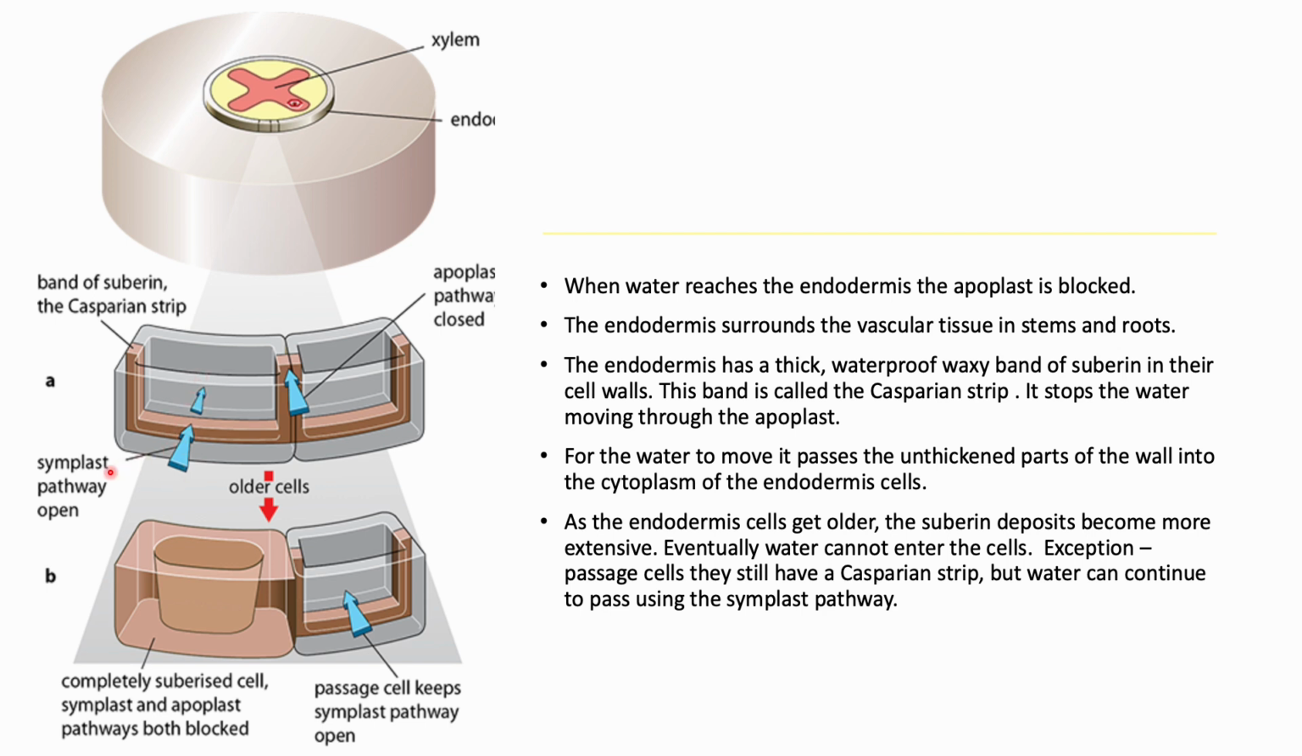As the endodermis gets older, the suberin deposits become more extensive. So on this cell, you're looking where the symplast and the apoplast pathways have been completely blocked due to the deposit of the suberin. There is an exception. There are passage cells, and this is representing the passage cell that's going to still allow water to move through the symplast pathway.